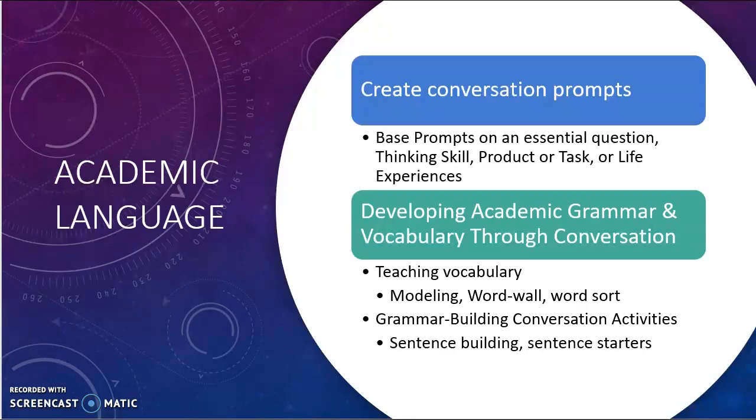We're also giving them grammar building conversation activities, giving them a chance to perfect their grammar building, right? So sentence building, providing sentence starters and frames for student writing, right? As well as maybe making sentences more academic and more scientific, right?